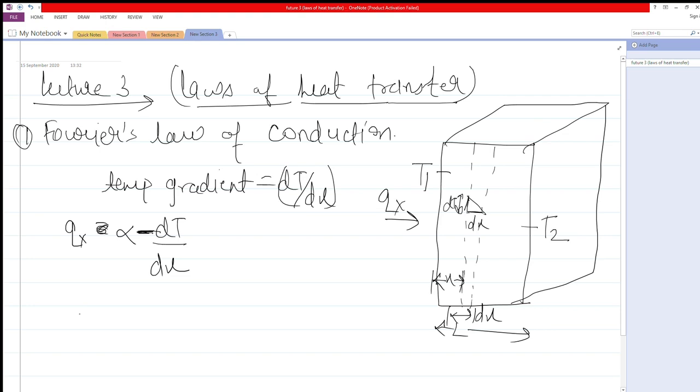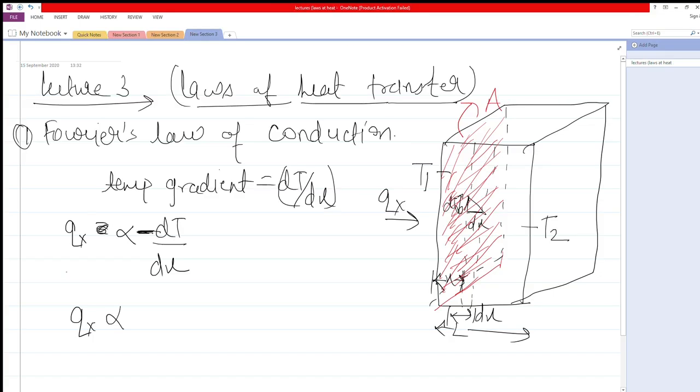The second thing is that the Fourier law also says that the heat transfer taking place in the x direction should be directly proportional to the area that is lying perpendicular. That means this area, this small area, the area of the face. If I draw with a different color, then this red color area is the area that lies in the direction of heat transfer. The heat transfer is taking place perpendicular to this area. The heat transfer will also be proportional to the area of this face. Let's say the area is A. So the heat transfer will be proportional to area A also.